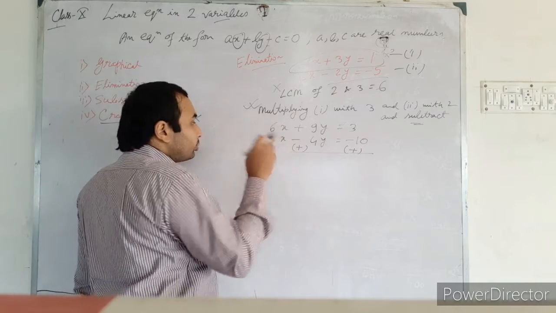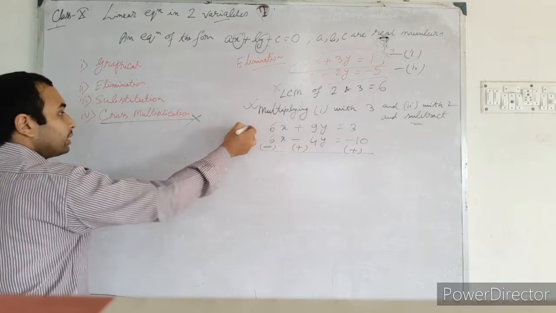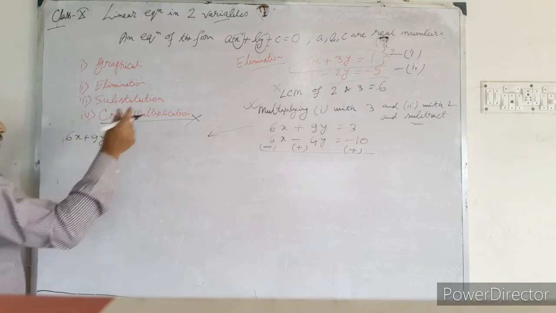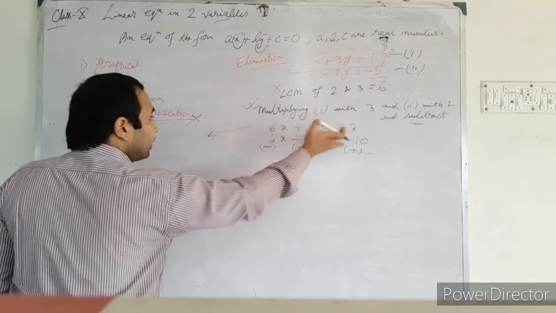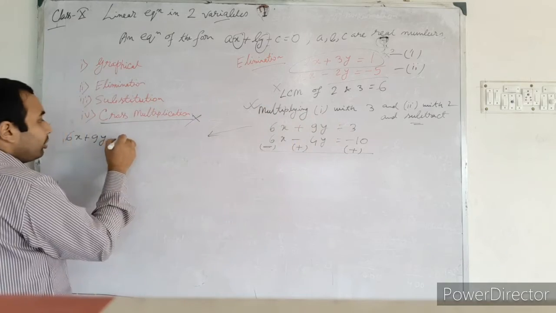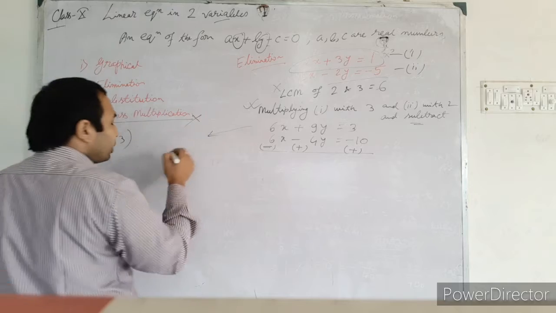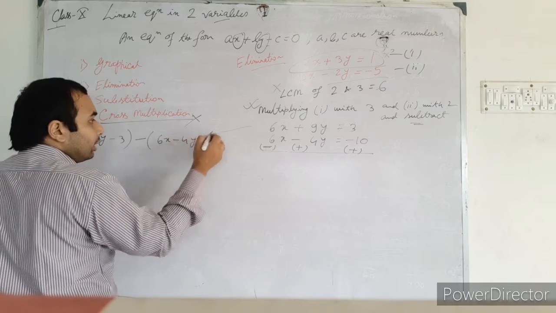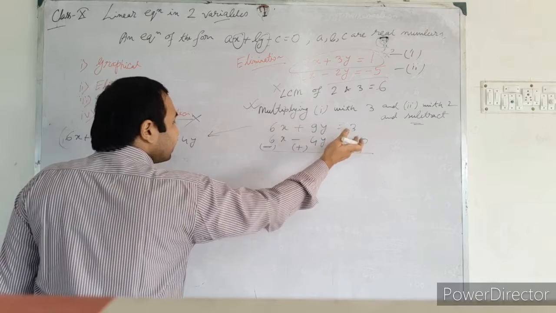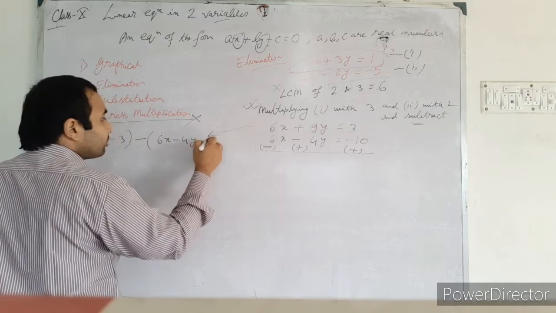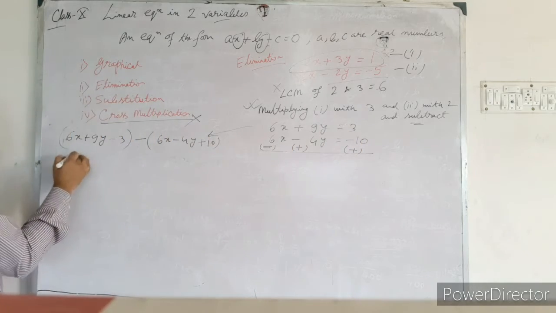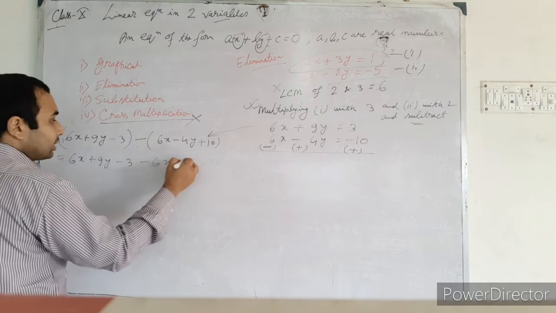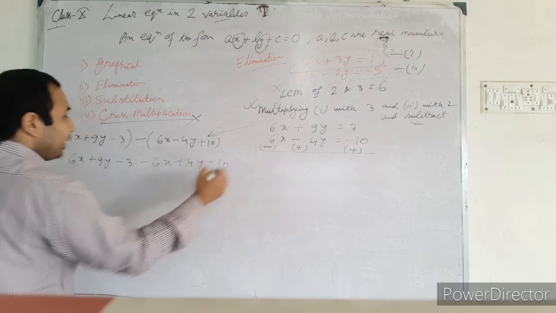Now 6x minus, why is it being changed? If we write it like this, 6x plus 9y, and we take this 3 to the left hand side, it becomes minus 3 equals 0. Then minus 6x minus 4y, and if we take this 10 to the left hand side, it becomes plus 10. So what is coming? Just see: 6x plus 9y minus 3, minus 6x plus 4y minus 10.